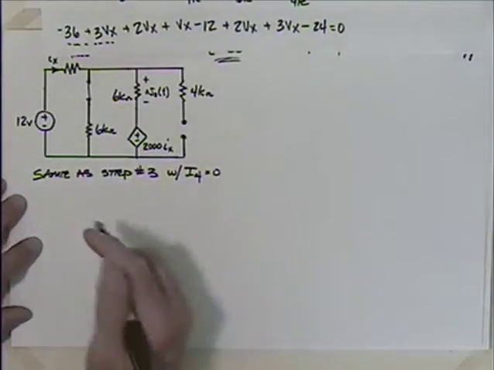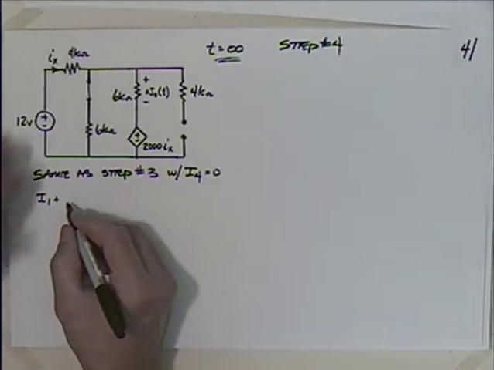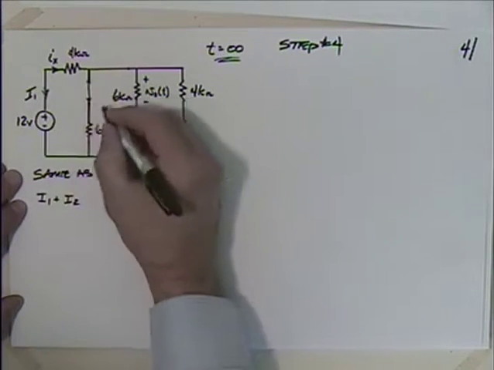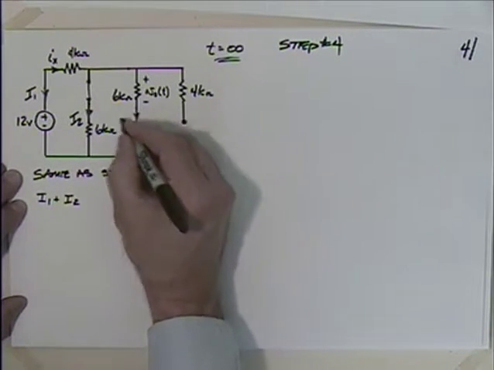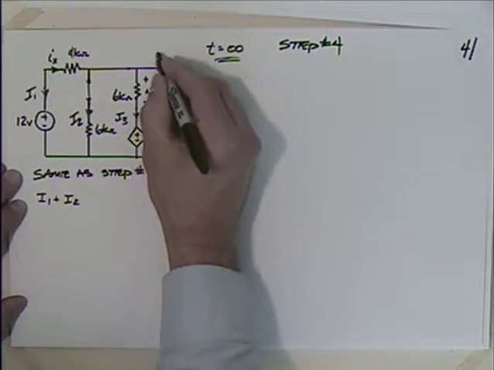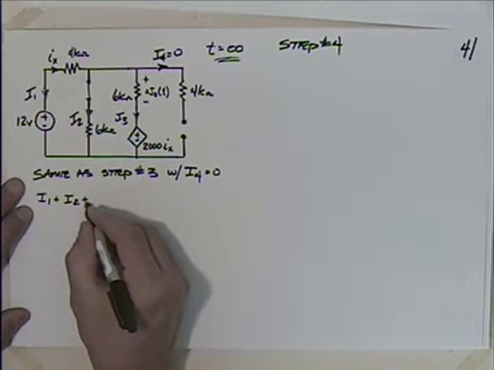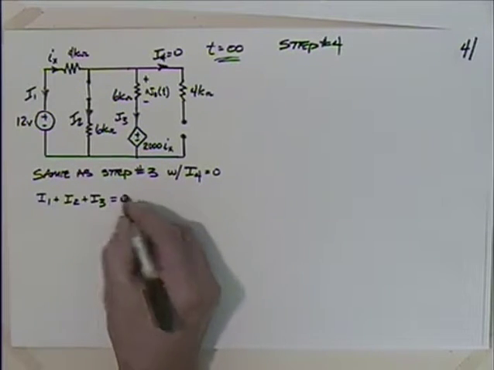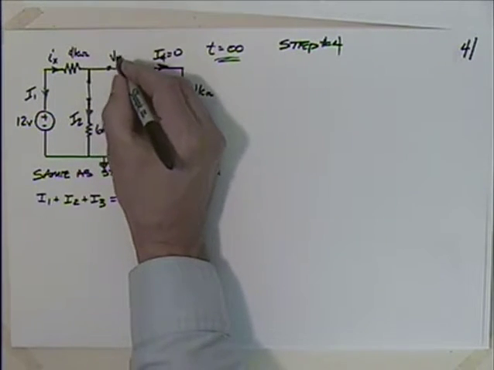So I can go back and reproduce that. I'm going to have I1 plus I2. So I've got I1, I2, I had I3, and this was the I4, which is now equal to 0, right? Okay, I1 plus I2 plus I3 is equal to 0. I'm going to take my reference ground there. We'll take this as Vx.